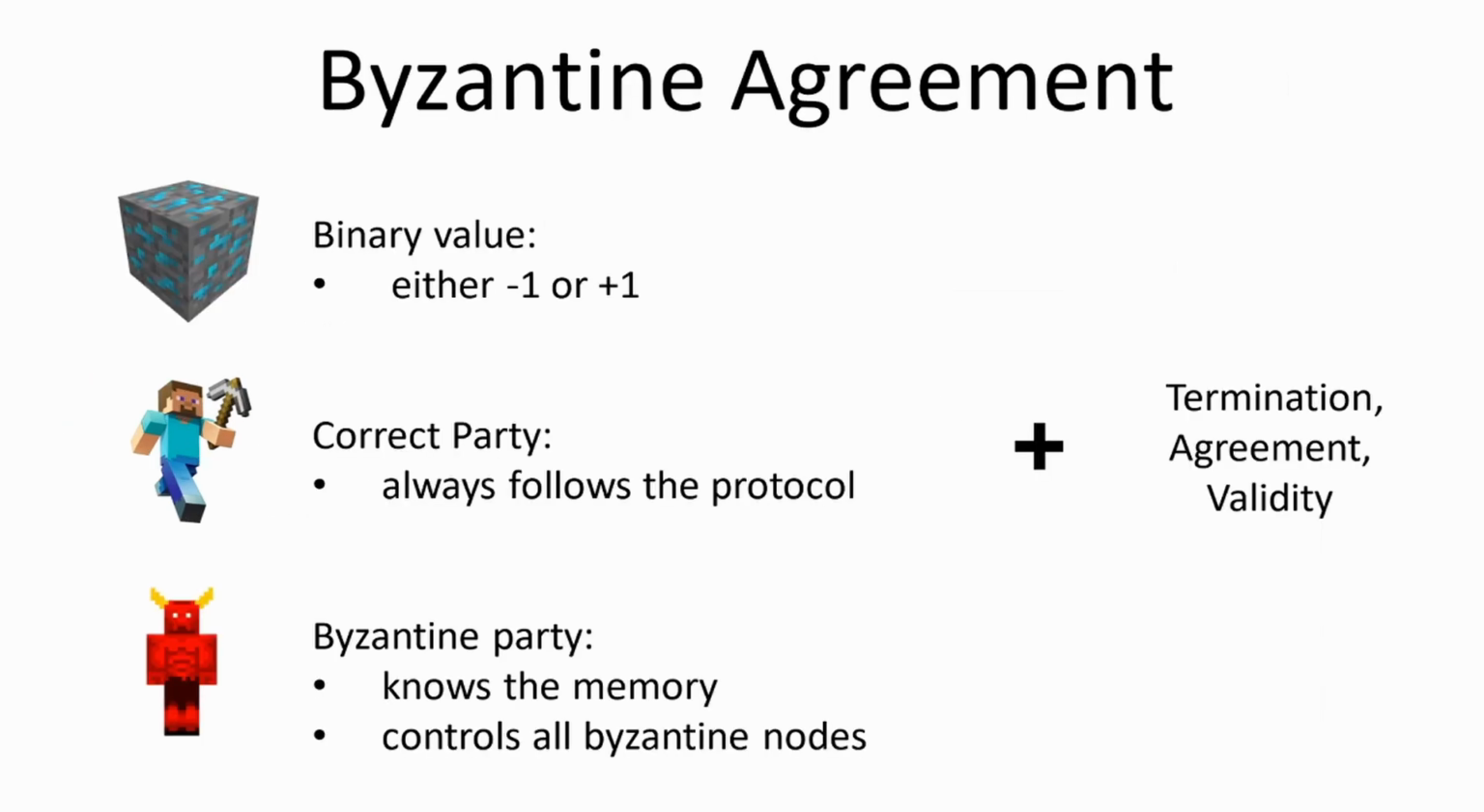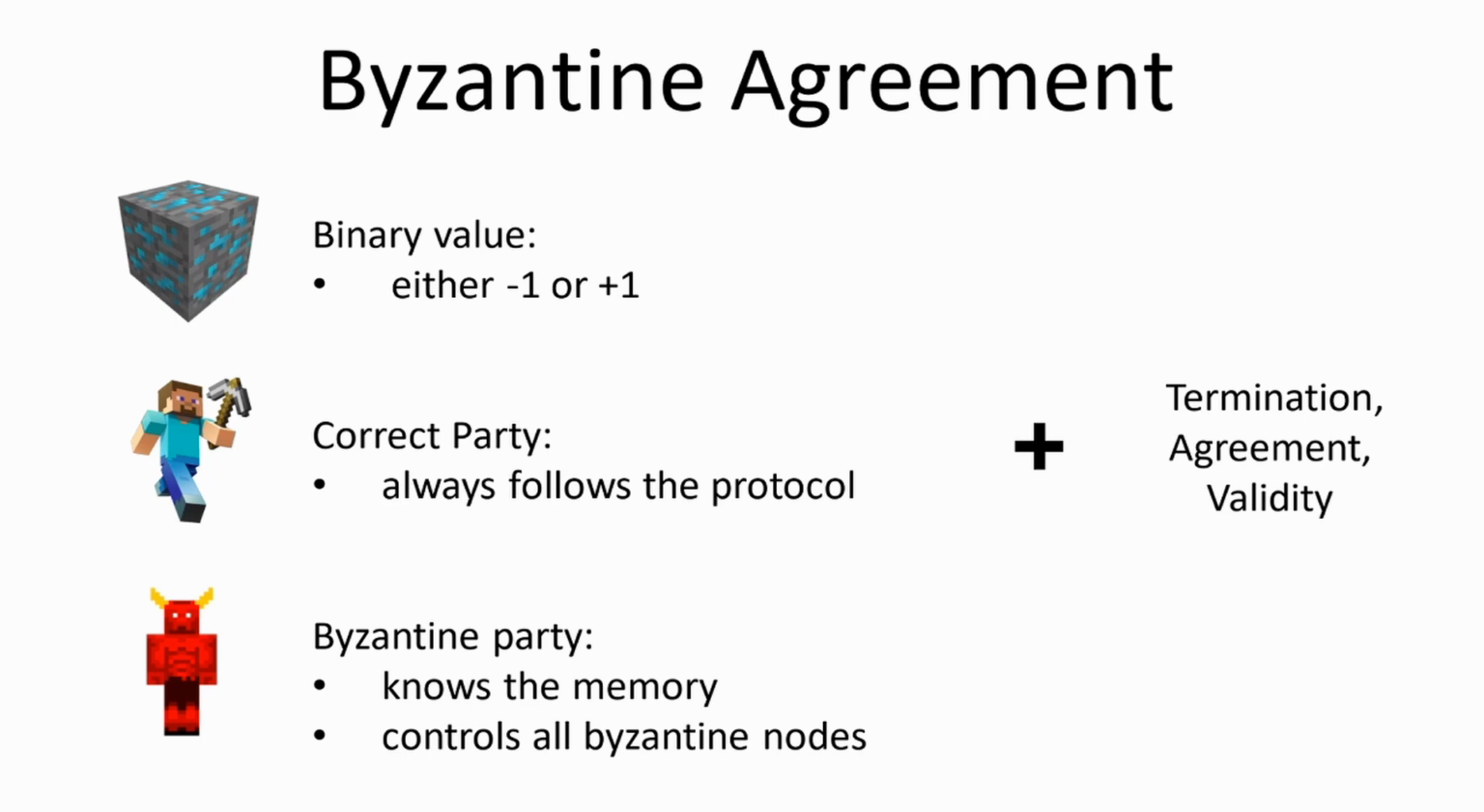So in this model, we would like to solve Byzantine Agreement. Therefore, instead of assuming that the blocks contain transactions, we simply assume that each block contains one binary value, which is either -1 or +1. We also consider correct parties, which are miners that always follow the protocol. And we assume that there is a Byzantine adversary that knows how the memory looks, that controls all Byzantine nodes in the system so that it can always append several blocks to the longest chain, and that can also control the scheduling.